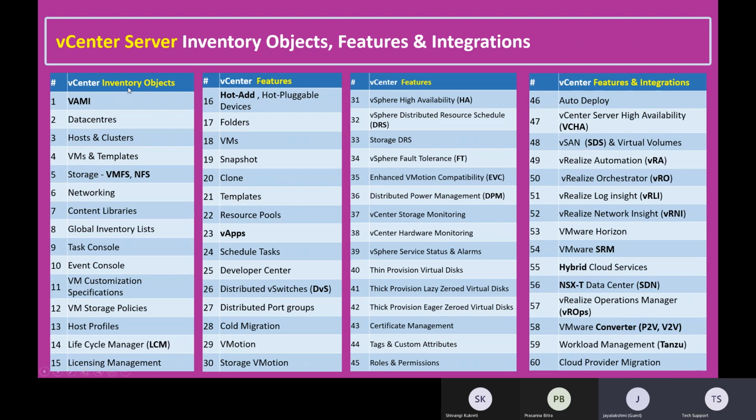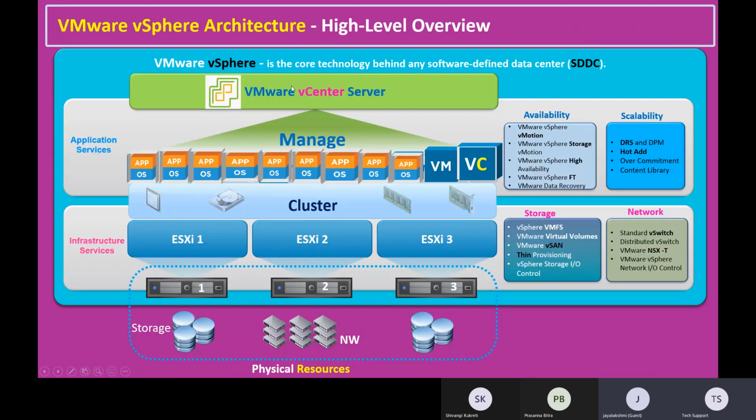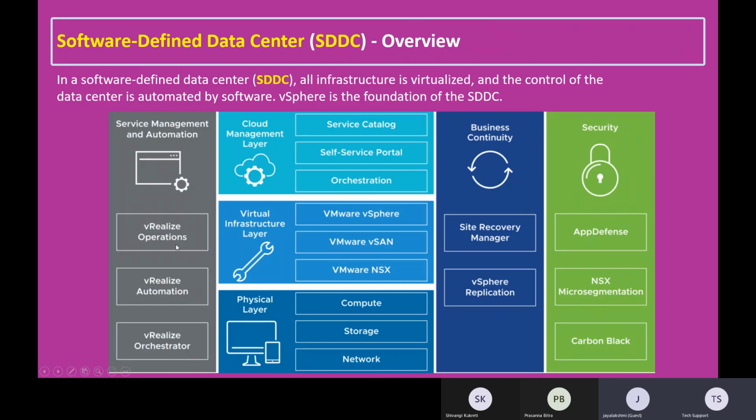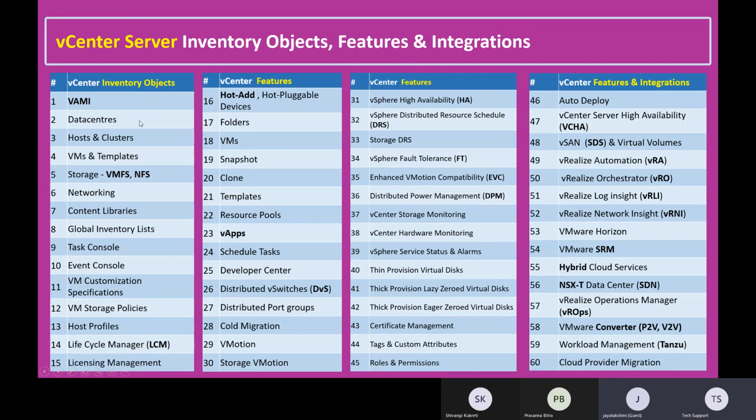Even today, if you observe one of the inventory objects, we observed the VAMI. What does VAMI mean? VMware vCenter appliance management interface. We observed how to connect to the VAMI, and we discussed all the options available at the VAMI level. In data centers, we observed today how to create a data center. In hosts and clusters, we haven't created the cluster yet, and we just added a host. So tomorrow's session, I will explain the high level overview and the SDDC overview, and I'll give a briefing on all features. After tomorrow's session, we'll start discussing every topic individually.